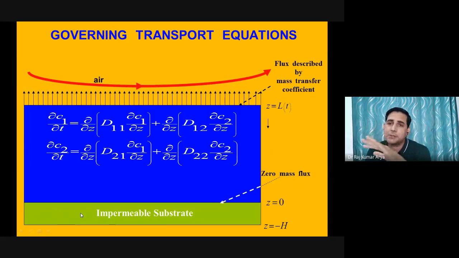But the substrate could be permeable, just like your household wall. Your wall is permeable. Solvent can go inside the wall also. And what will happen to that? It will come out, because primarily it will go in since the wall was dry. After that, as time passes on, that needs to be dried.